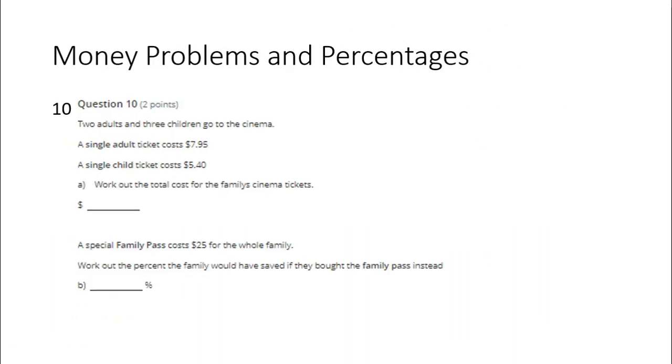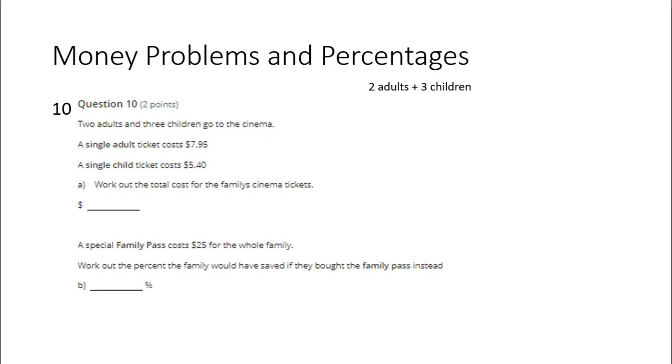Okay, money problems and percentages. Again, hit pause if you want to try this on your own. Let's start taking it up though. 2 adults and 3 children go to the cinema. A single adult ticket costs $7.95. A single child ticket costs $5.40. Work out the total cost for the family's cinema tickets.